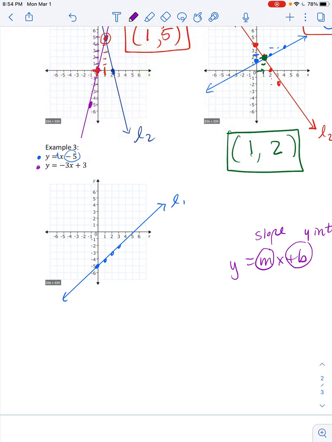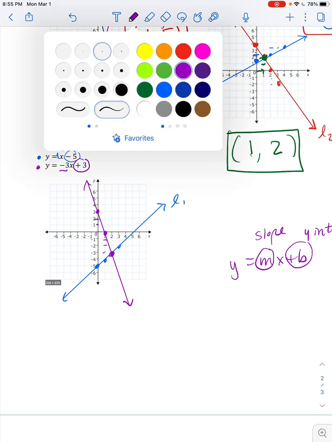And my last one, my grand finale, starts at 3 on the y. And then a slope of -3 means down 3 over 1, down 3 over 1. So I'm going to draw that line in and do my best to be accurate. If you're using paper, it's a super good idea to get a ruler or a straight edge to help.